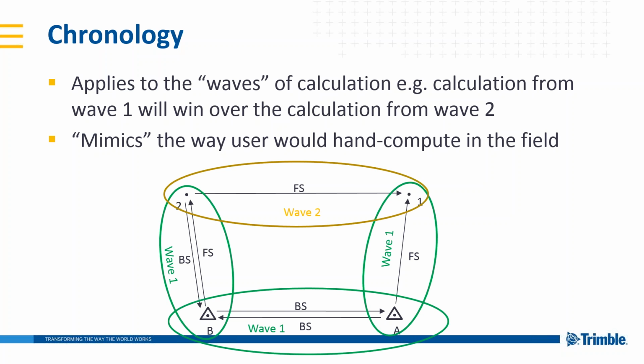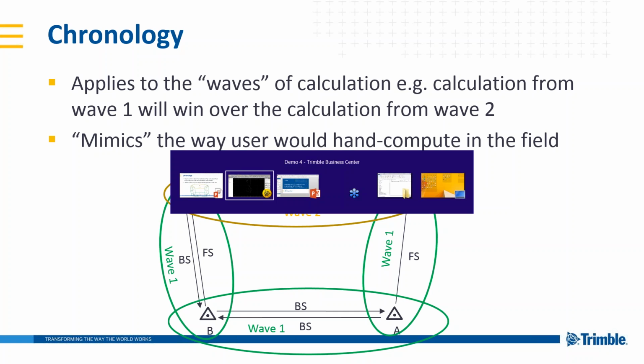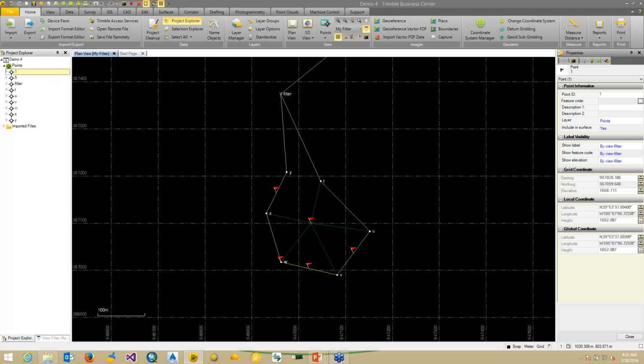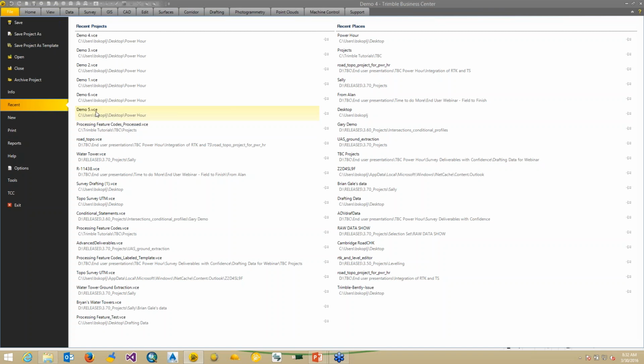So in the next few slides we're going to discuss how this chronology is handled and how you can decide whether you want to mix wave 1 or wave 2, as we explain a little bit more how the side shots are handled and how different types of observations are handled. Okay, could you bring up TBC there? All right, so this demonstration, it has those waves in it.